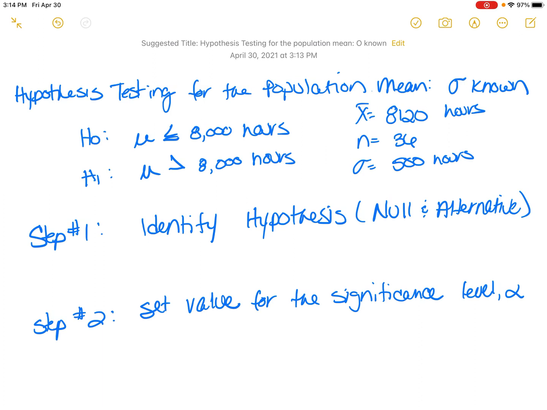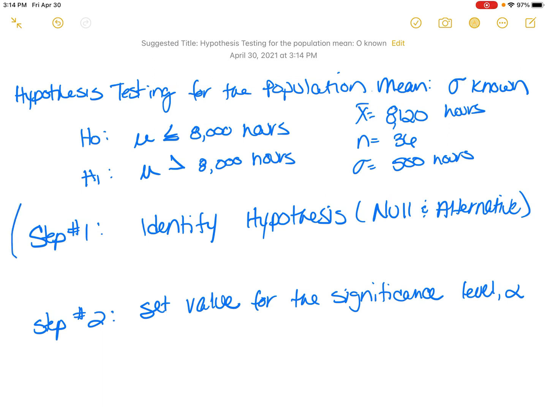All right, so we're going to use these steps that are described in your book to solve this one-tail hypothesis test problem. They've told us that they've taken a sample of 36 of these new bulbs, that the average for the sample is 8,120 hours, and that the population has a standard deviation of 500 hours.